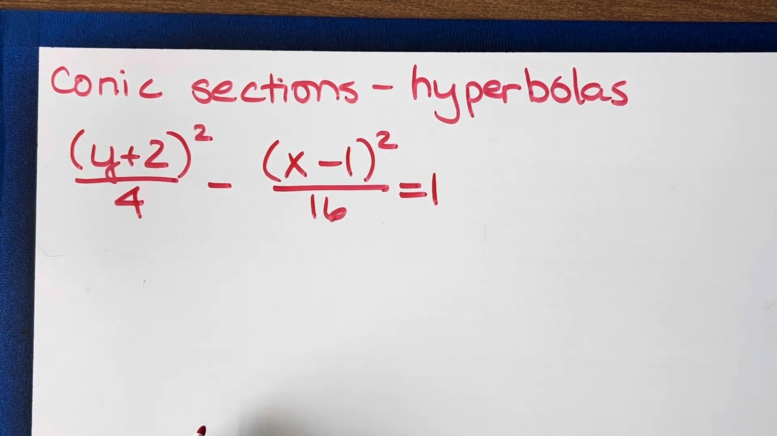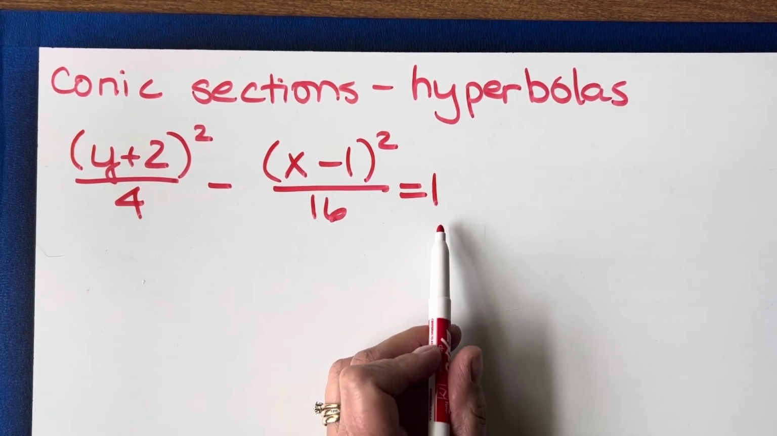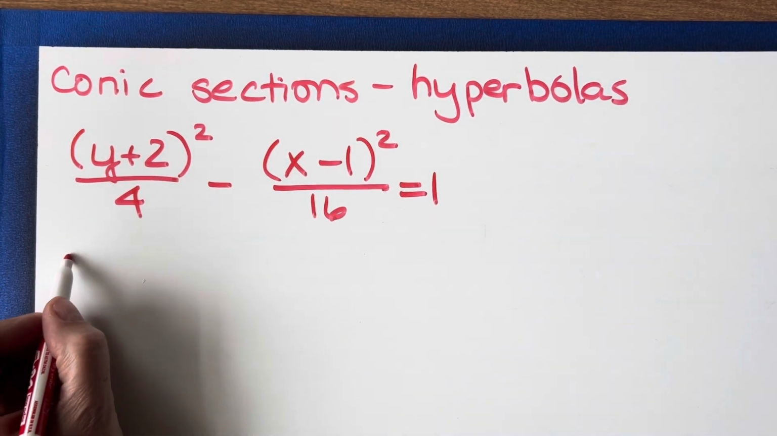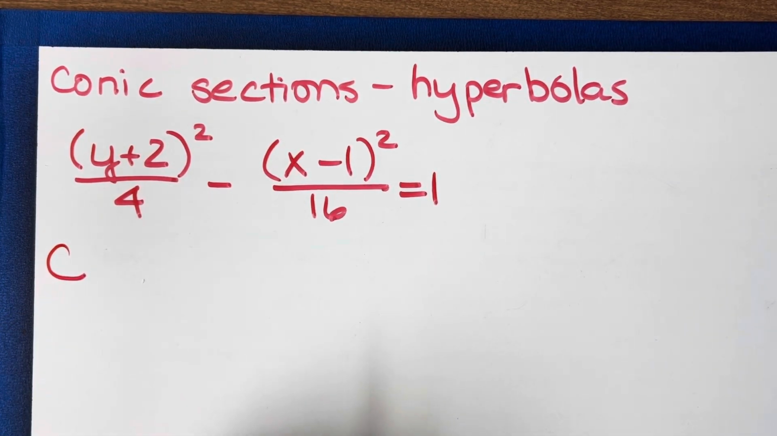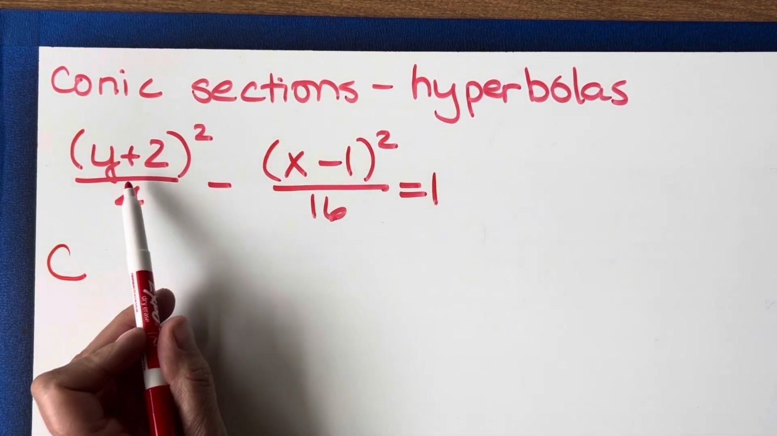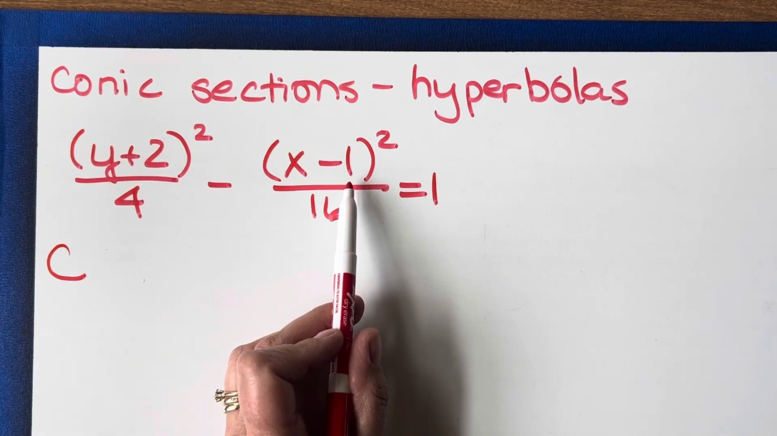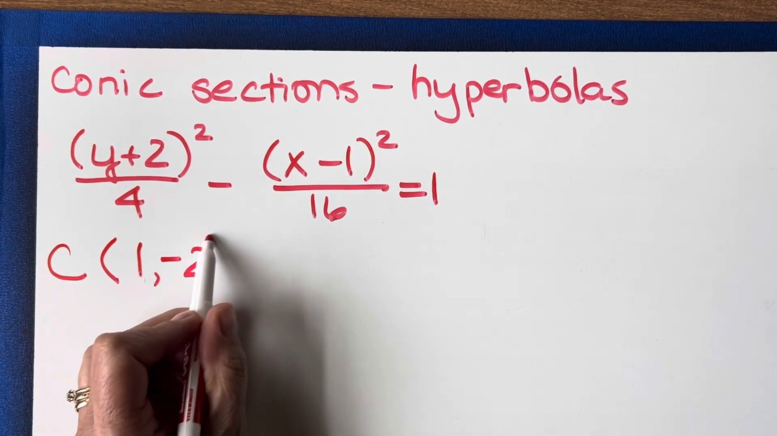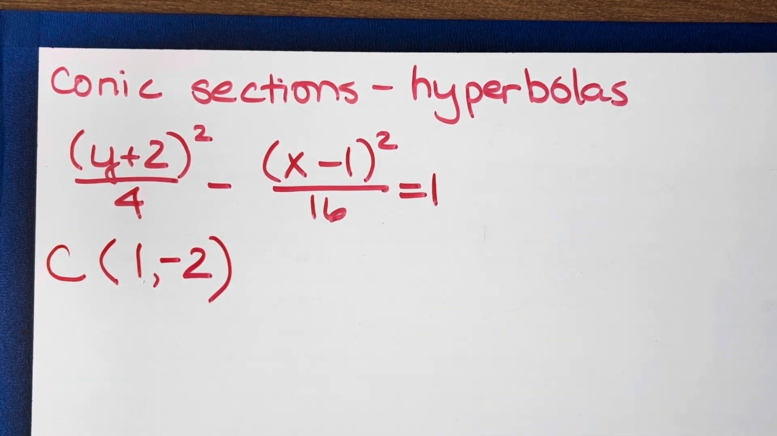So here's our equation, y plus 2 squared all over 4 minus x minus 1 squared over 16 equals 1. So just like an ellipse, before you begin your problem, you do want to have it equal to 1. The first thing I'm going to pick out is the center, and I find the center the same way that I have on the other conic sections. I have my XY point and I take the opposite of what is inside the parentheses for the values. So I get a positive 1 and a negative 2 for the center.